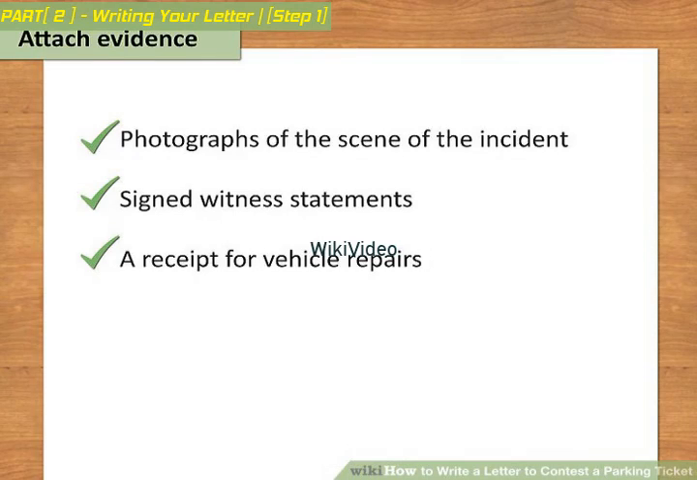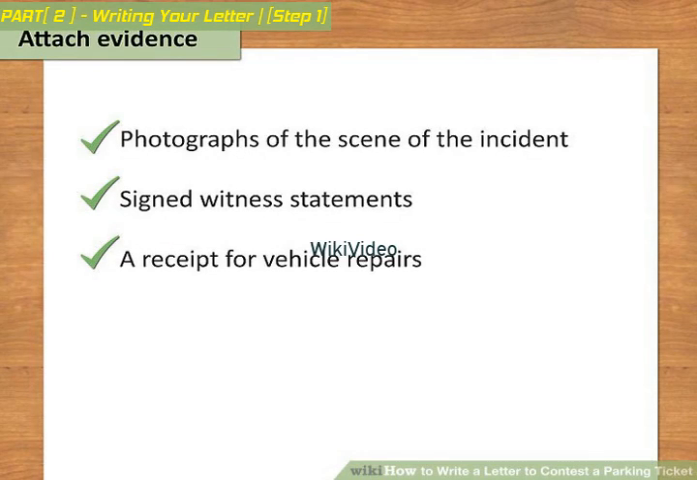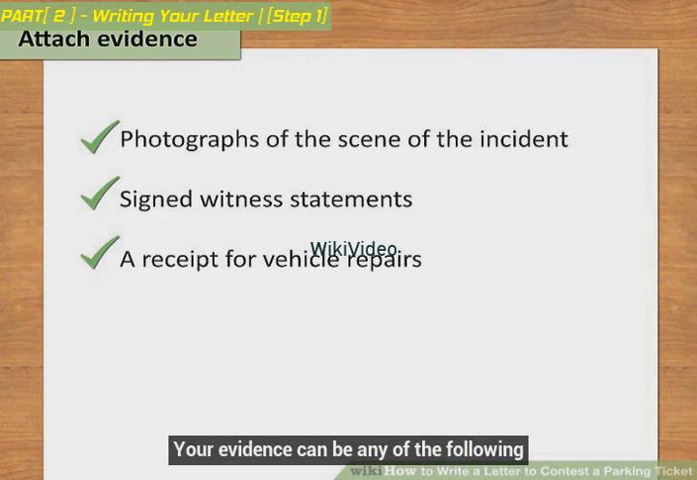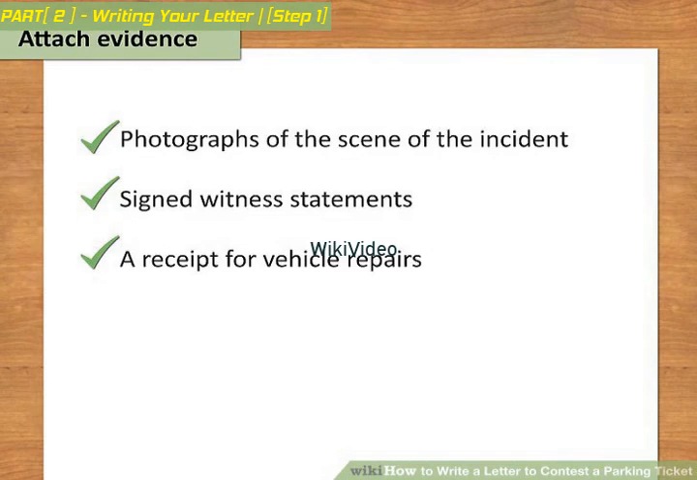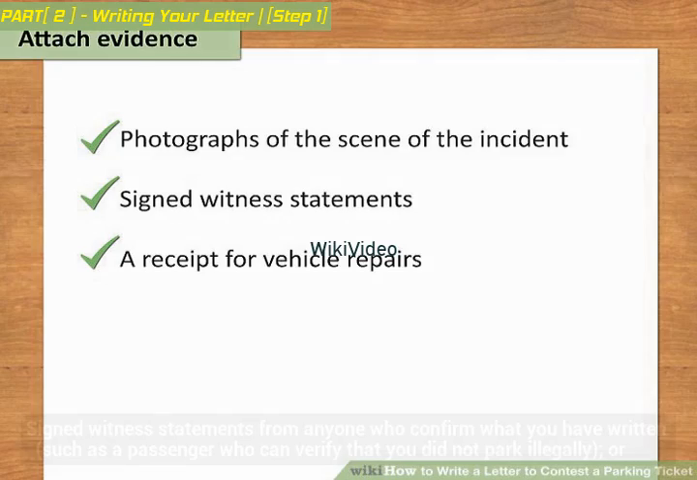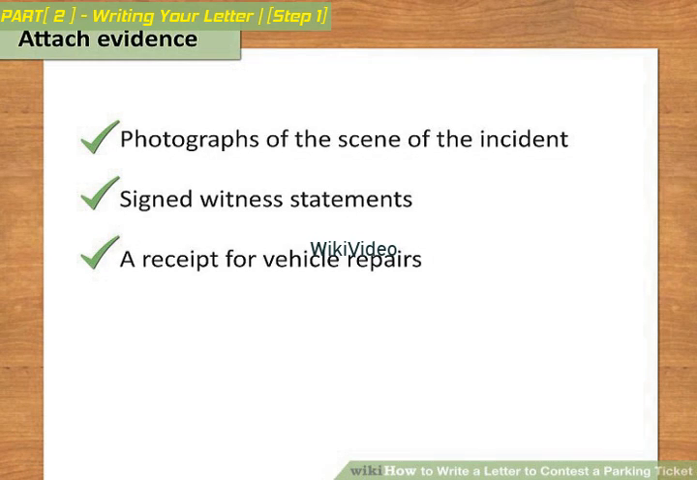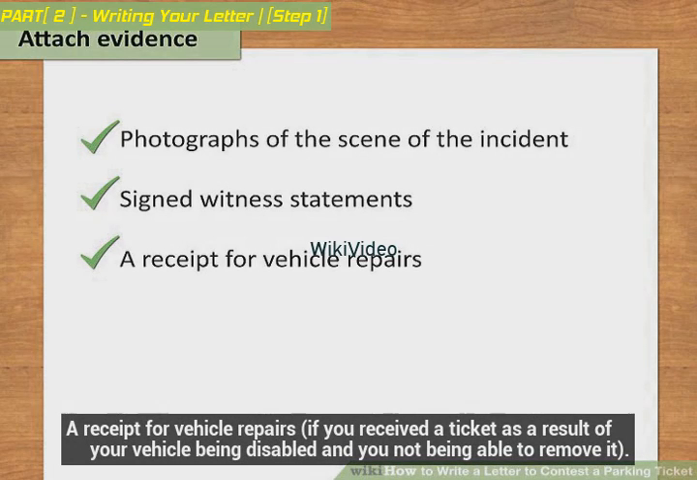Attach evidence. Include any evidence that might help prove your claim that the ticket is invalid. Your evidence can be any of the following: photographs of the scene of the incident, signed witness statements from anyone who can confirm what you have written, such as a passenger who can verify that you did not park illegally, or a receipt for vehicle repairs if you received a ticket as a result of your vehicle being disabled and you not being able to remove it.